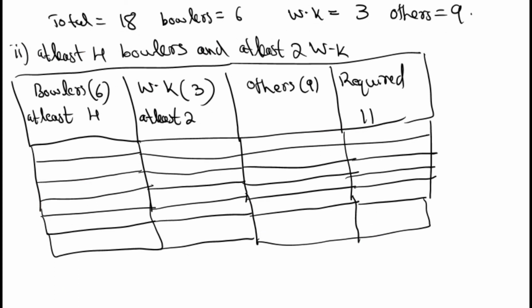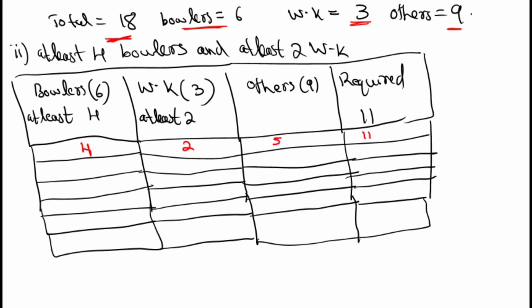See the second case, that is at least 4 bowlers and at least 2 wicket keepers. Total 18 is given. Out of 18, 6 are bowlers and 3 are wicket keepers. Then clearly the others are equal to 9. Given conditions, at least 4 bowlers, so I will start with 4. If you select 4 bowlers and at least 2 wicket keepers, so minimum number is 2, then what is the possibility for others? 4 plus 2 is 6. You need to select 5 others, so you will get 11.